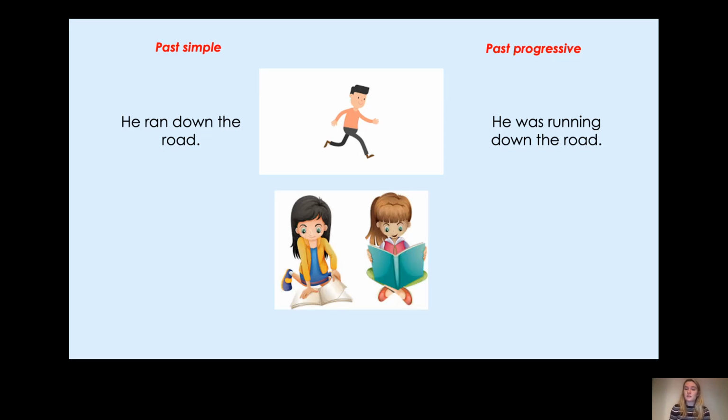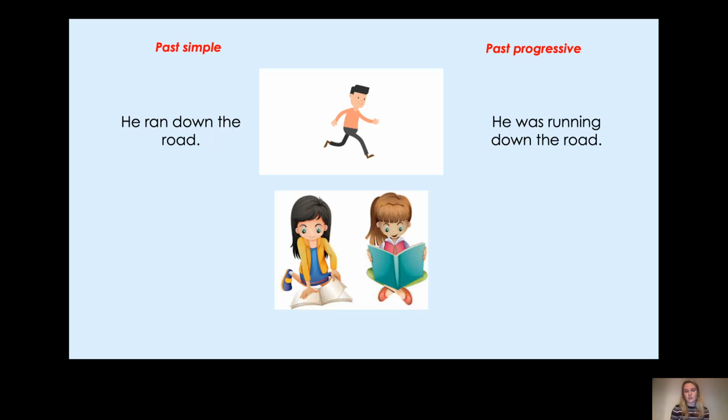And we could even say he was running down the road when he saw his friend. So there's the interruption. He was running down the road when he fell over. He was running down the road when the bus pulled up. Okay, so as I said, it can have an interruption, but the past progressive is something that's going on for a long time. It's something in progress, okay?